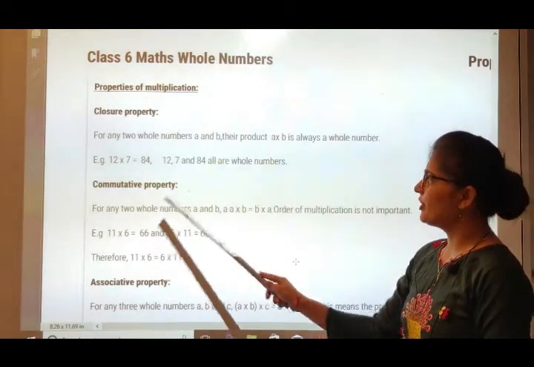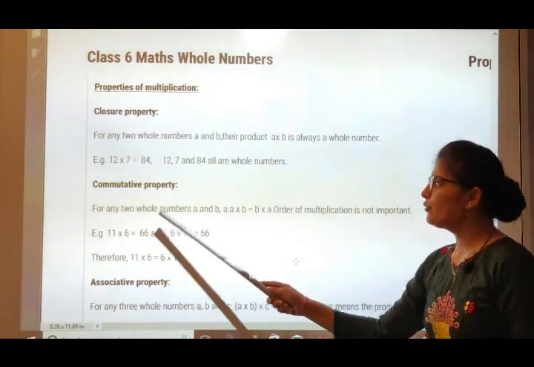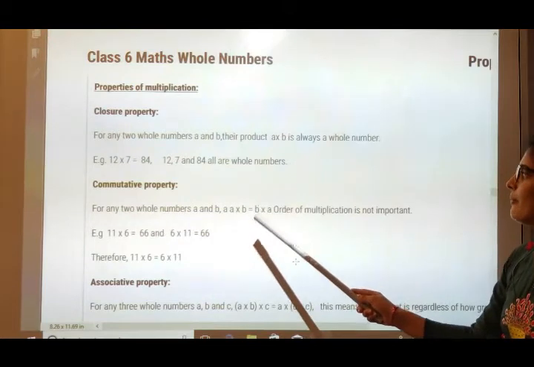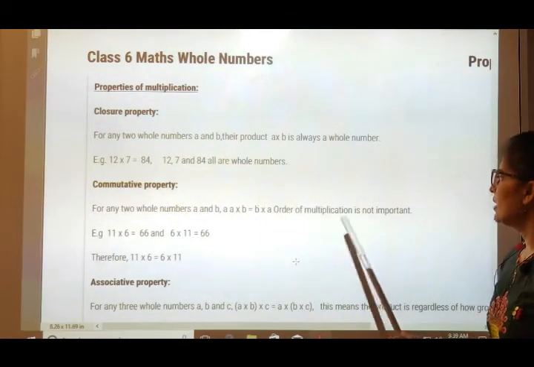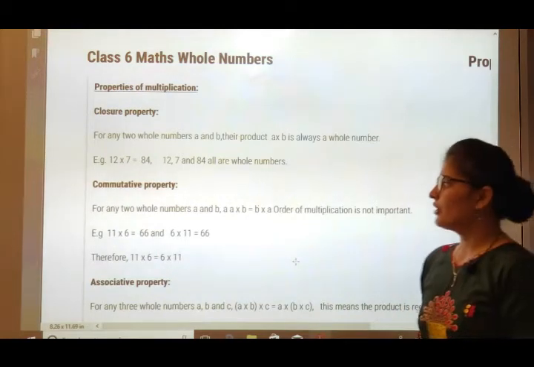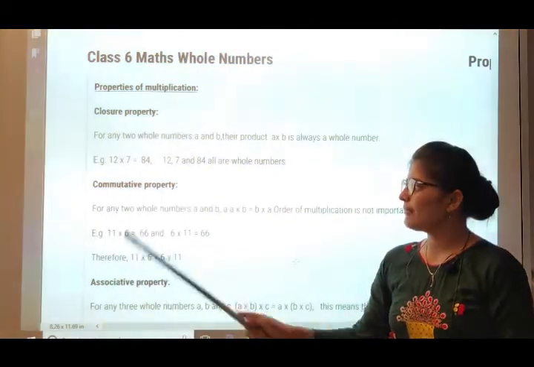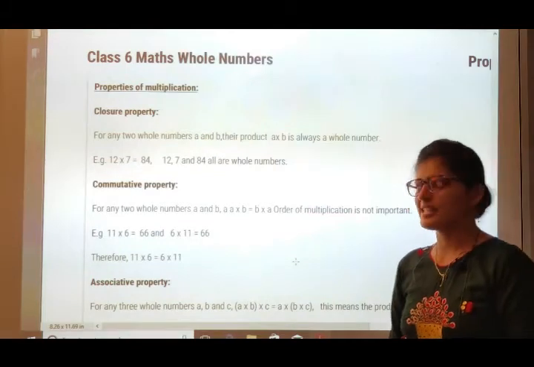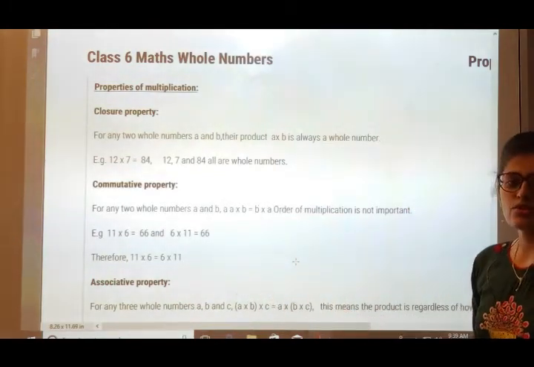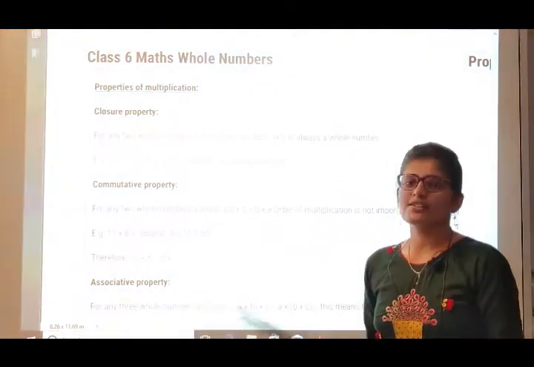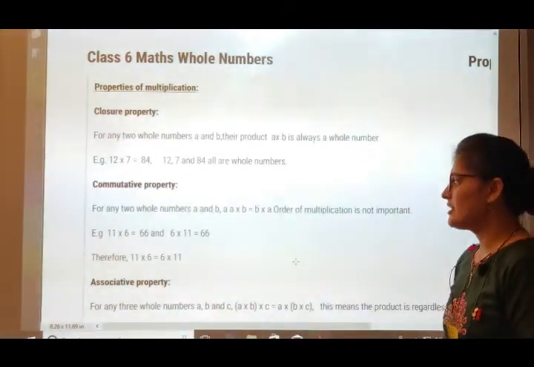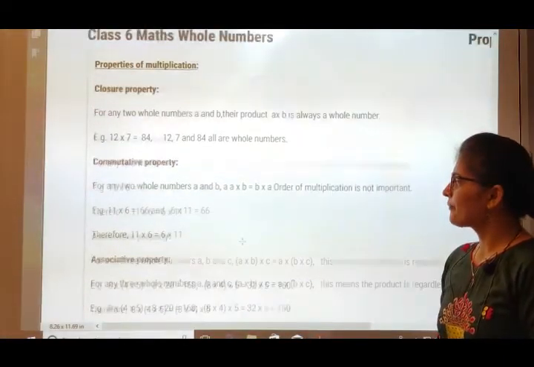Now next is commutative property. For any two whole numbers A and B, A multiplied by B will be equal to B multiplied by A. So the order of multiplication is not important. You can see that 11 multiplied by 6 is equal to 66, and 6 11s is also 66. This means that whether you put 11 first or 6 first, it doesn't matter. The answer remains the same.